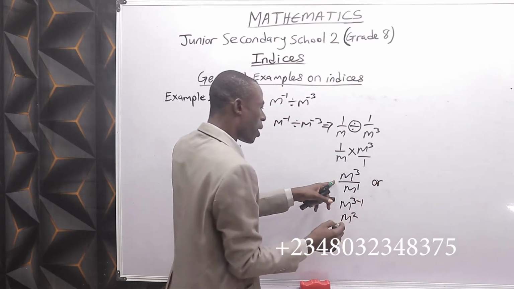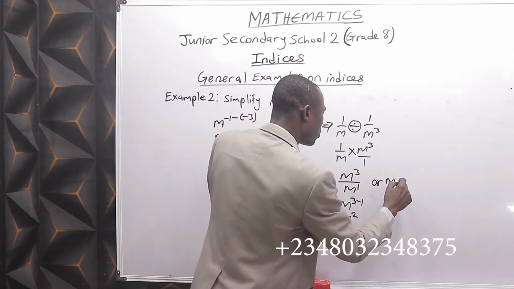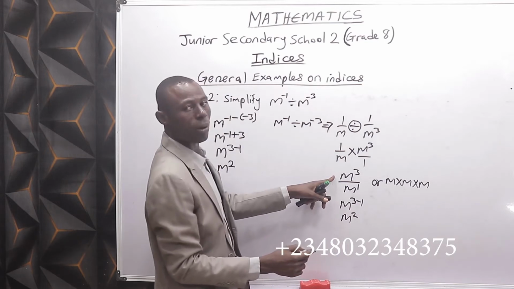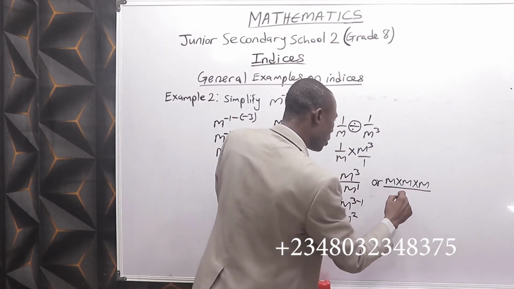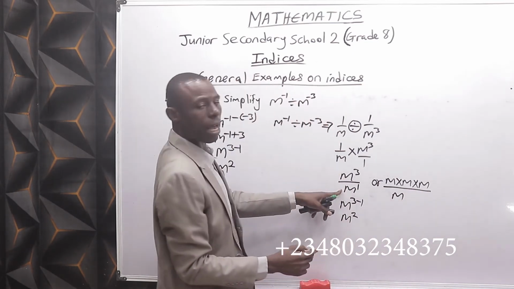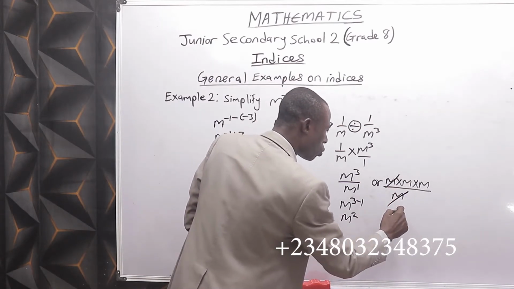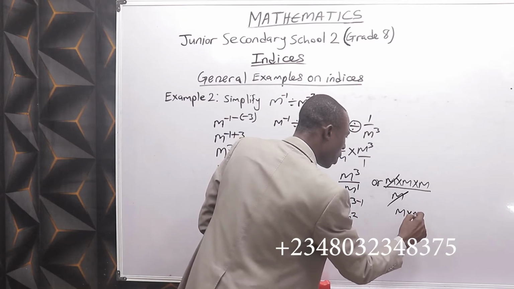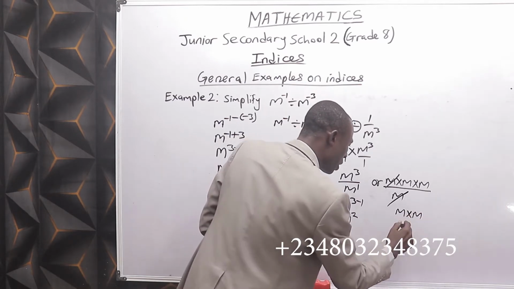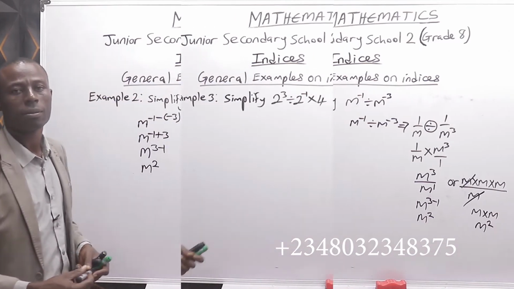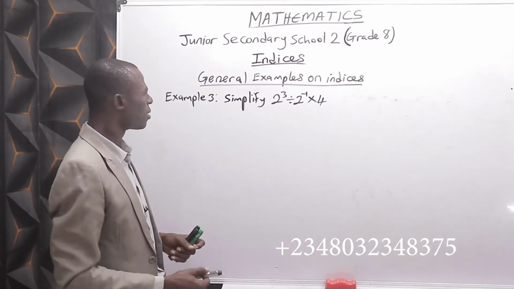Or from here, you can have m times m times m. That is m raised to power 3 all over just m. And 1 m will take care of 1 m. So you have m times m left. M times m means m squared. It's the same thing. Let's consider example 3.